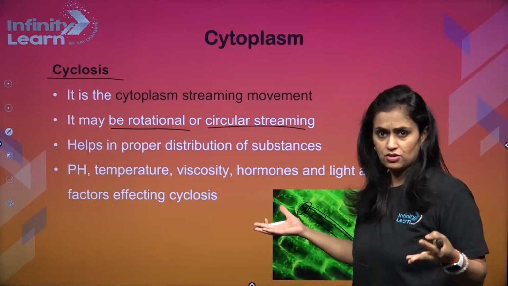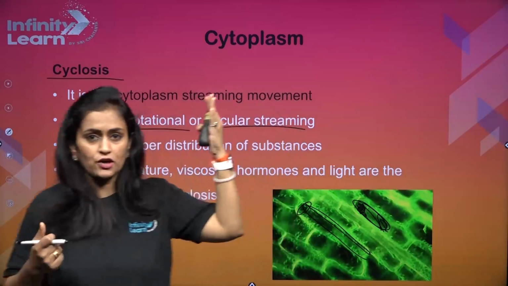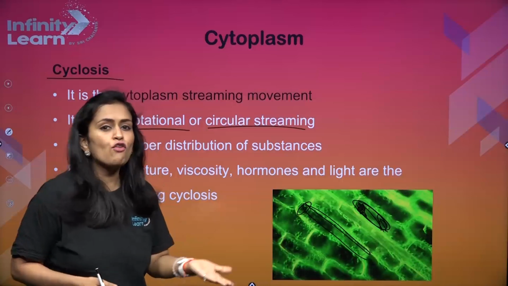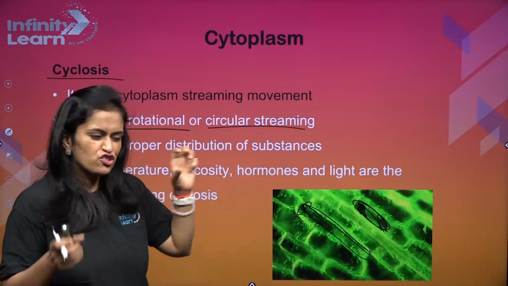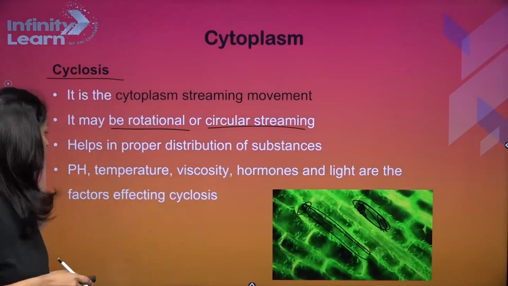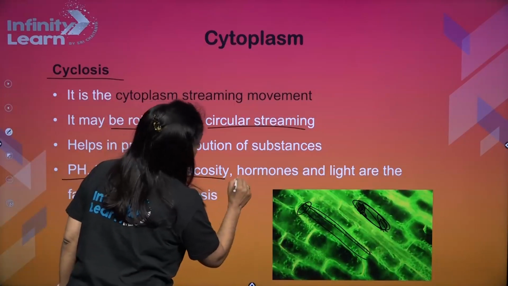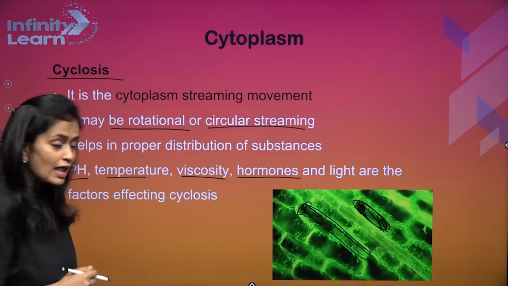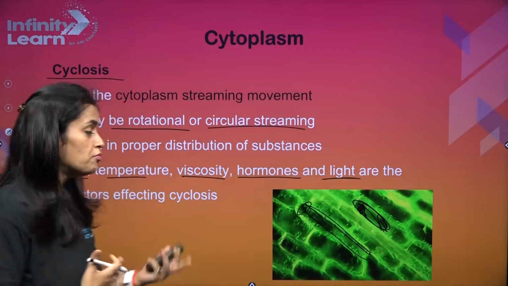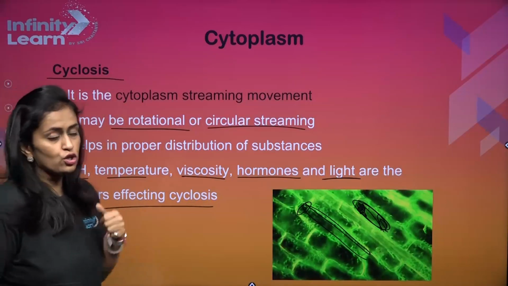Now, can anything change the rate of cyclosis? Definitely. Viscosity: the higher the viscosity of cytoplasm, the less would be the movement. If it is more fluid, more watery, there is more movement. If it is solid, more jelly, less movement. So viscosity can change. Similarly, factors that can affect are the pH, temperature, viscosity, hormones, as well as light. Light will change and initiate different kinds of reactions, so obviously it can also affect. So those are the factors which can affect cyclosis. What all?